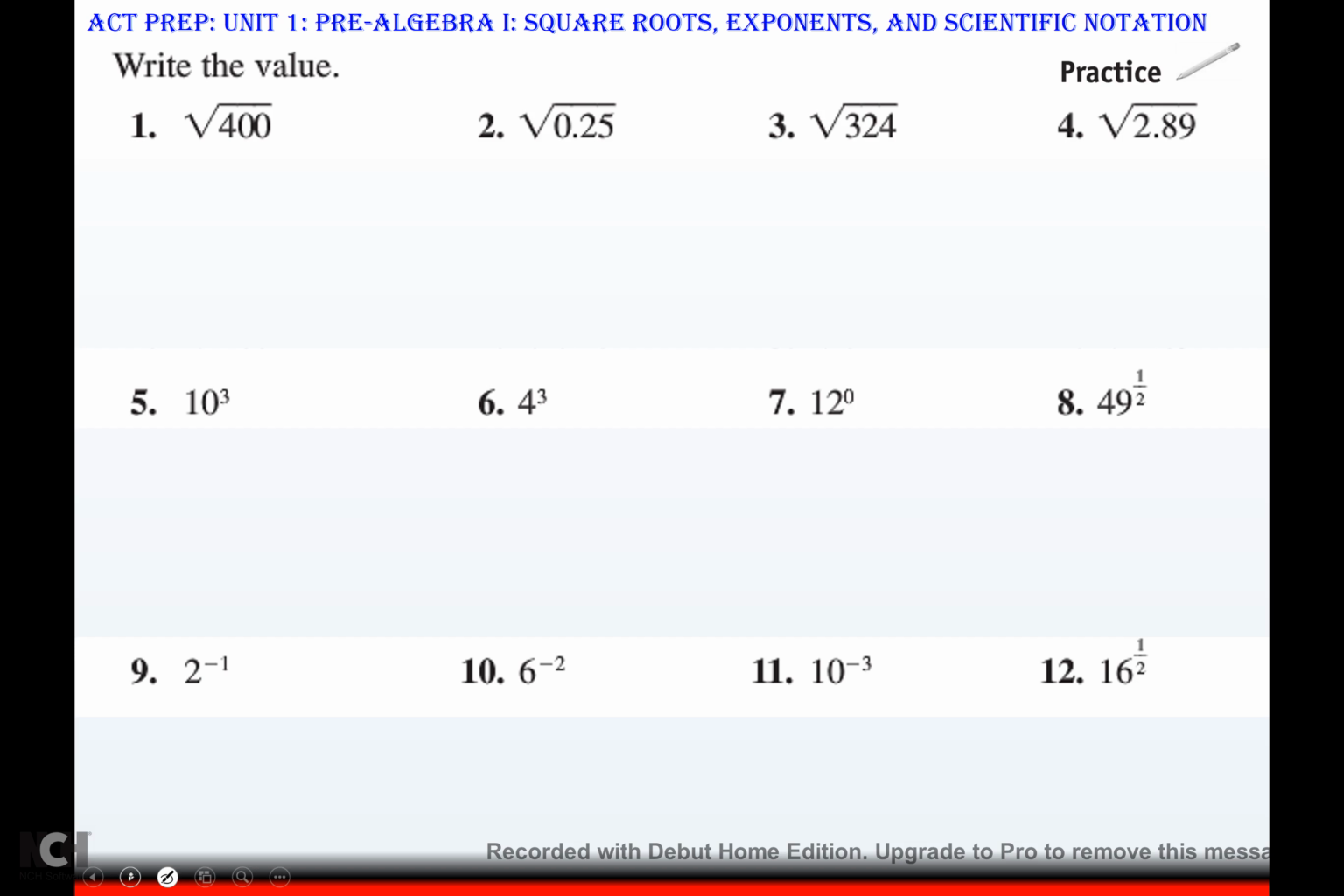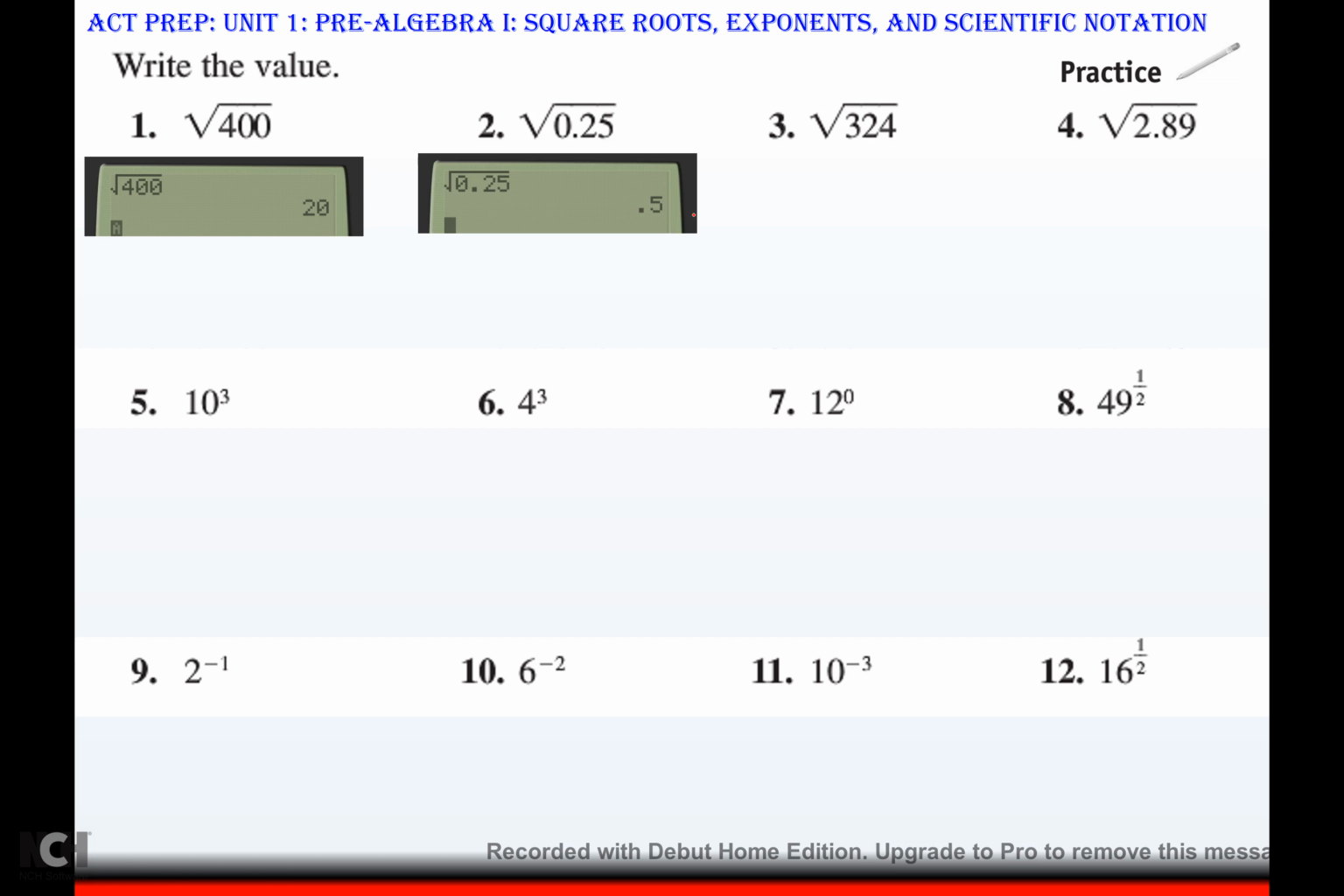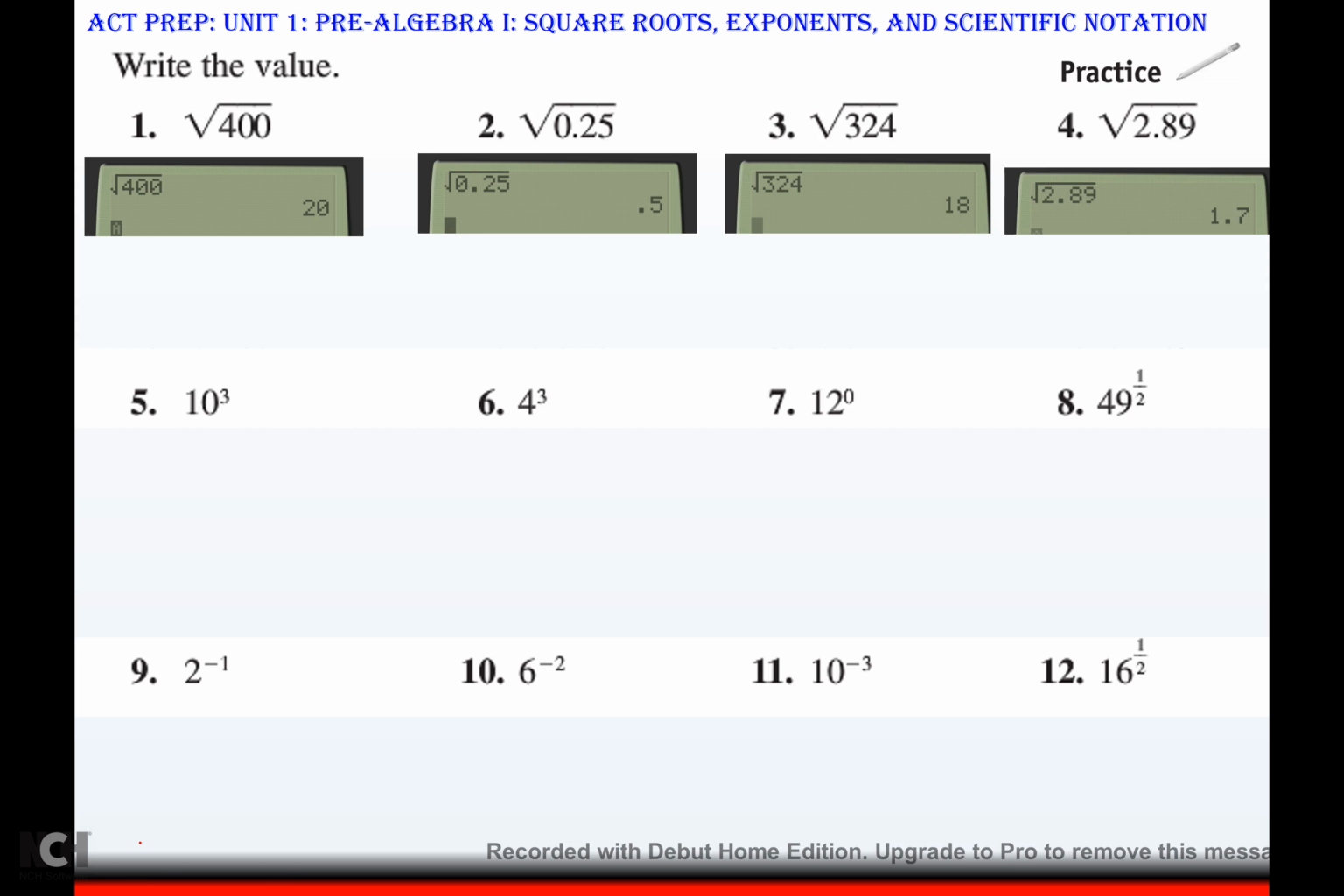Alright, so we're writing the value. On these, I just use a calculator. I mean, you can use your brain if you want. Some of them are pretty easy to do in your head. The square root of 400 is going to be 20, but again, use your calculator. Just make sure you're typing very carefully. The square root of 0.25 would be 0.5. Square root of 324 is 18. Square root of 2.89 is 1.7.